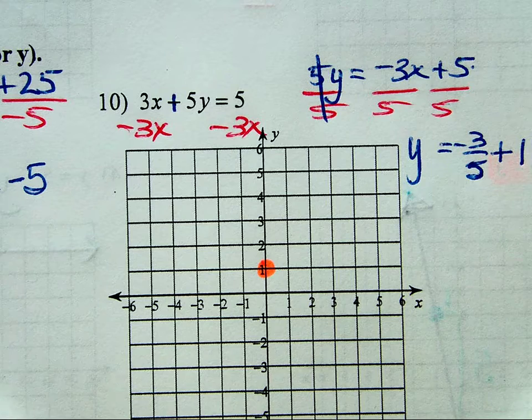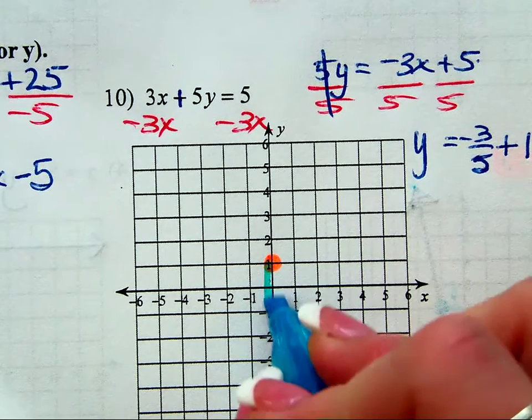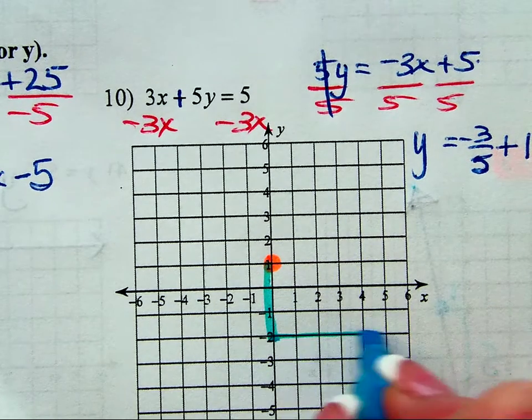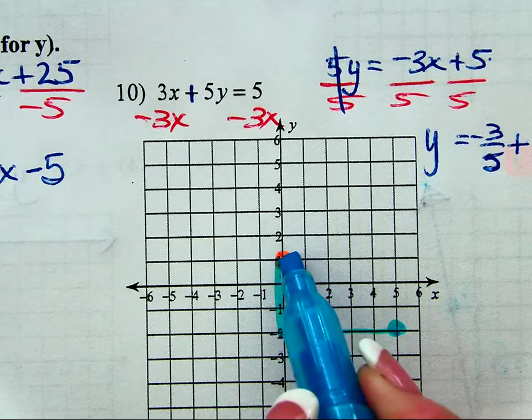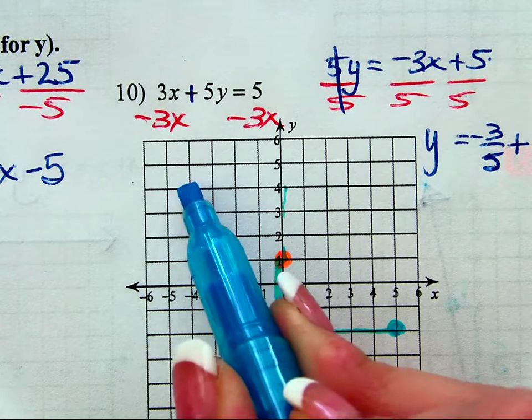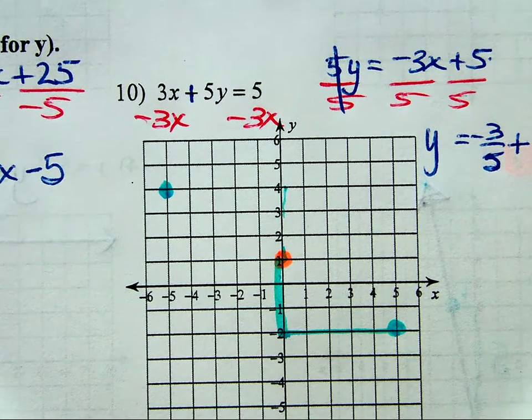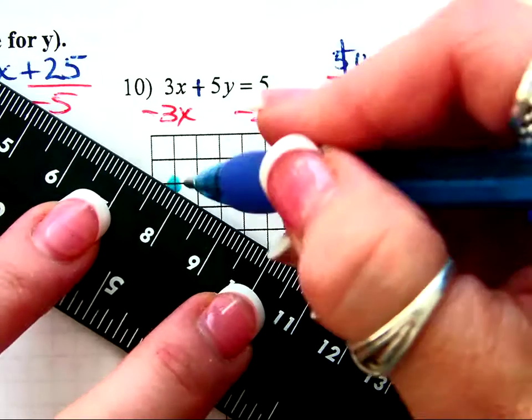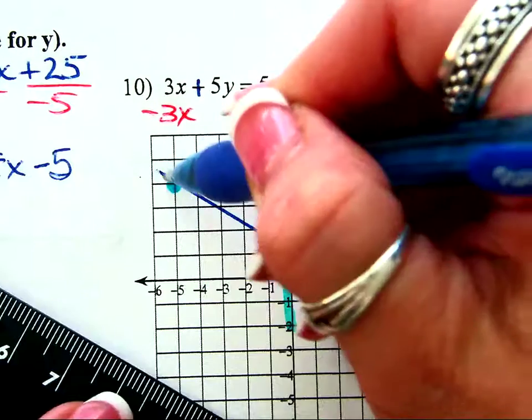So I'm going to go down 3, right 5, and maybe I can even fit another one by going up 3 and left 5. And I have a more precise line to connect. All right, you with me? Got one more in you? Okay, let's do 12. Let's just do 12.